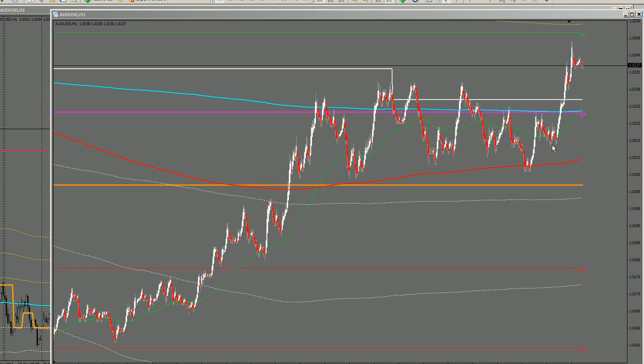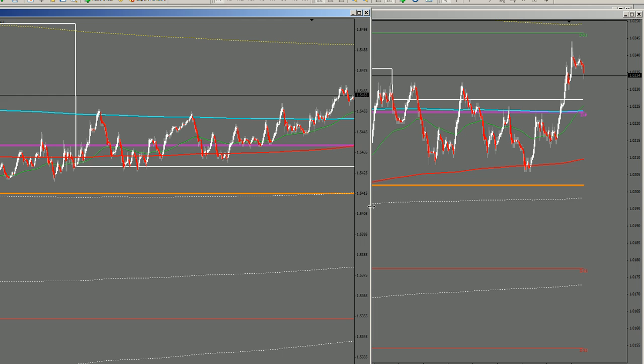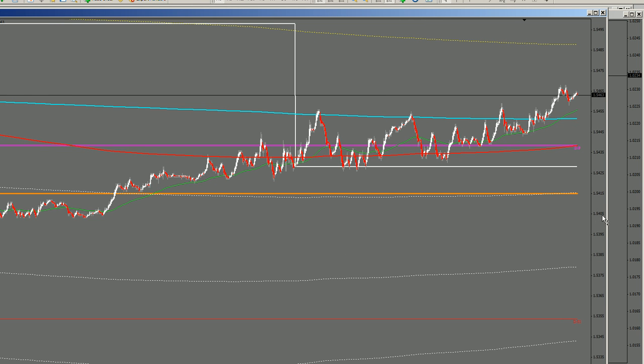One more thing is the cable also had a nice setup here at a volume distribution level. By the way, I did mention I took the long here in the Australian dollar in the room, just didn't make it like an official room trade, but nevertheless you could have gotten into that trade with me also. Where's the cable? The cable chart is here, so the 1 minute.